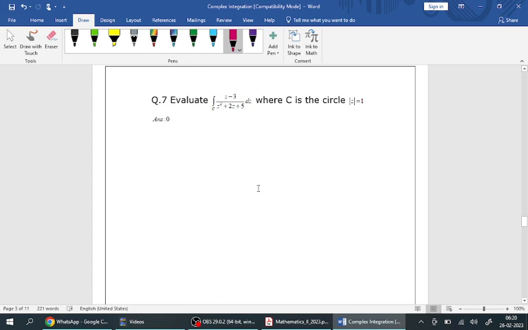Question number 7, little different now. Here, the main task is to get the poles of this function. In question 7, we are given f(z) as (z minus 3) divided by (z square plus 2z plus 5). If we equate the denominator to 0, I will do some rough work on this side.